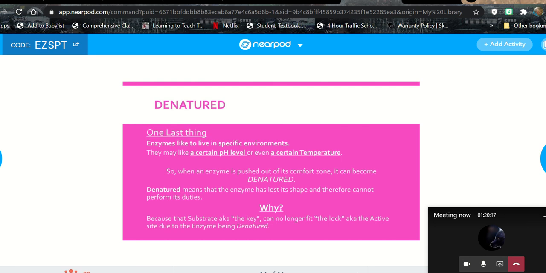Again, now why can it not? Because the substrate, aka the key, can no longer fit in the lock, also known as the active site, therefore the enzyme becomes denatured. So that is exactly why, a lot of you guys that shared your answer, if the substrate can no longer bind to the enzyme because it's changed its shape, then those reactions will no longer happen. Okay, lock and key theory.